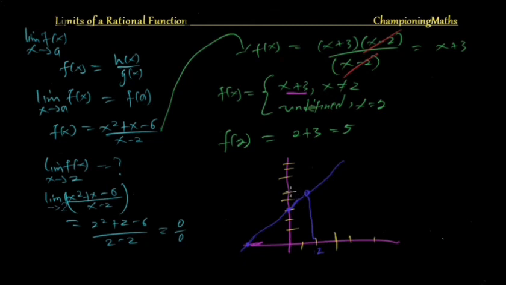It is visually clear that the limit of f of x is going to be 5. It will be 5. In our next video, we are going to look at some interesting examples on limits of a rational function.